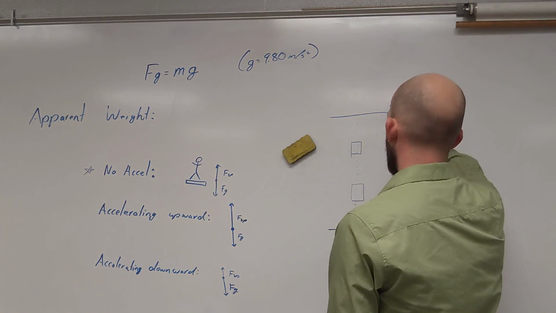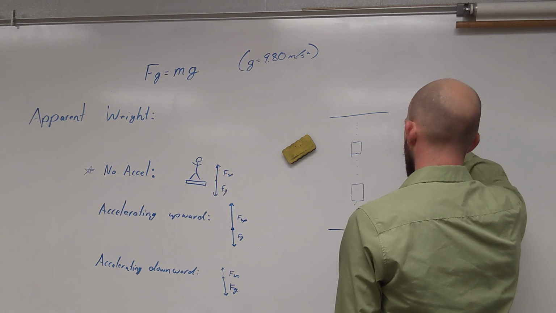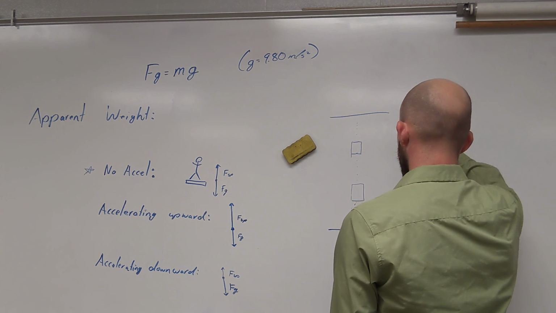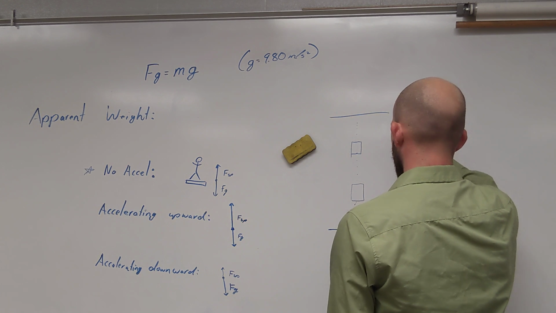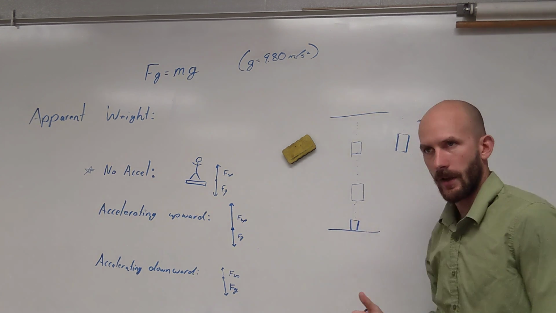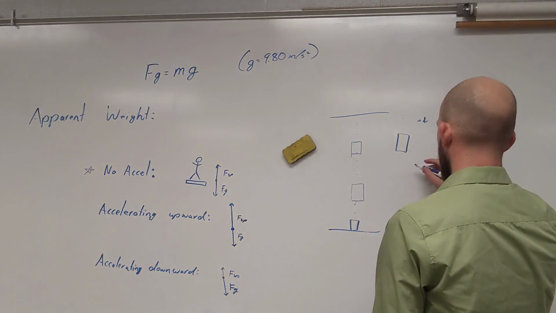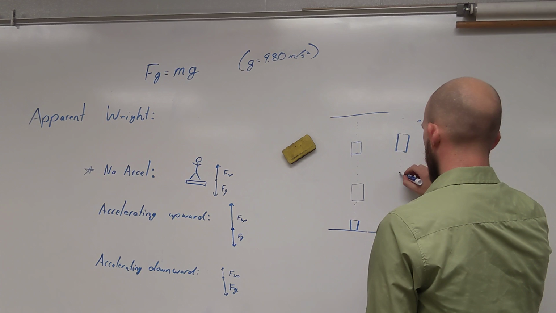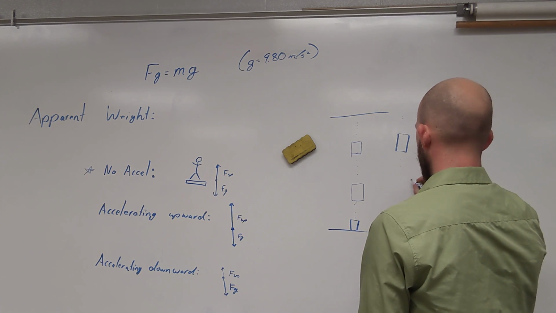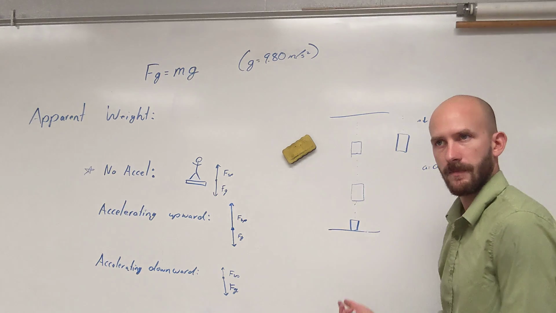But then we can reverse all of this and go back down, right? So as it begins accelerating here, that acceleration is downward. You're going to feel lighter. Then it's going to travel at a constant velocity for a little bit. Acceleration is 0.